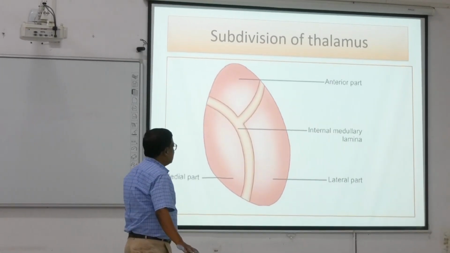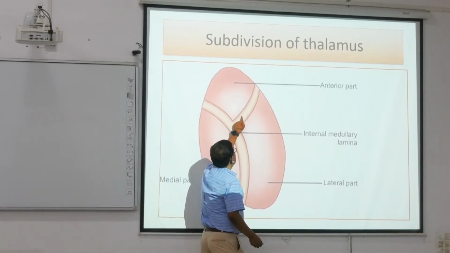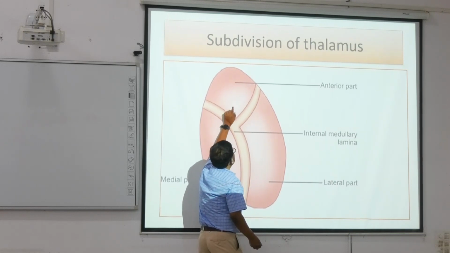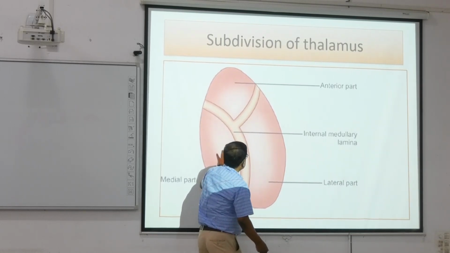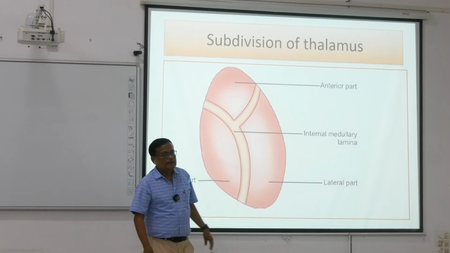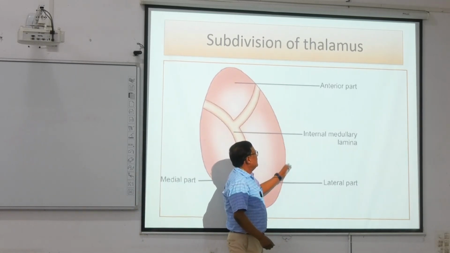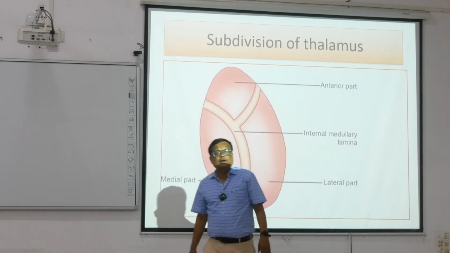This thalamus is separated by a Y-shaped white band lamina into three parts. One is the anterior part between the two limbs of the Y, one is the lateral part, one is the medial part, and outside there is a fibrous white band capsule, lateral capsule.